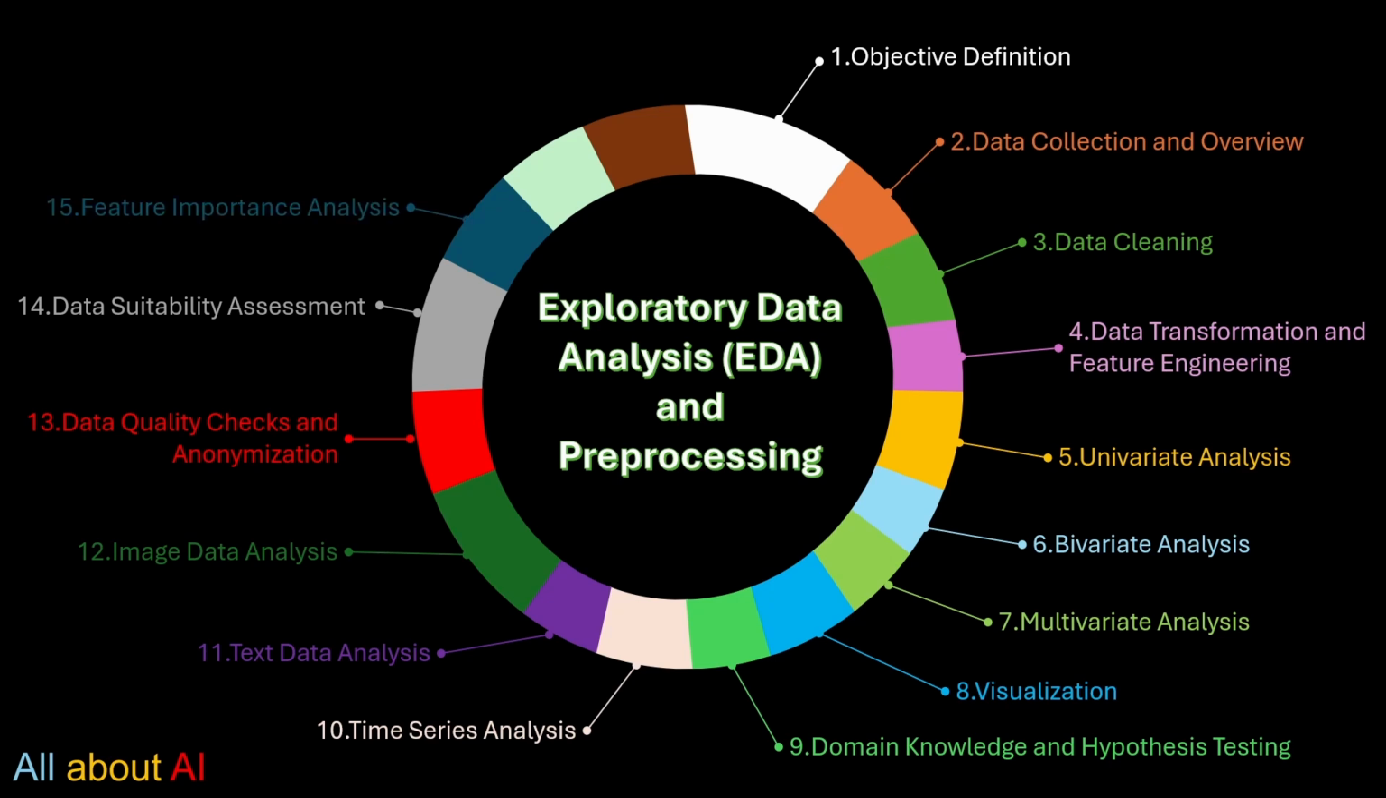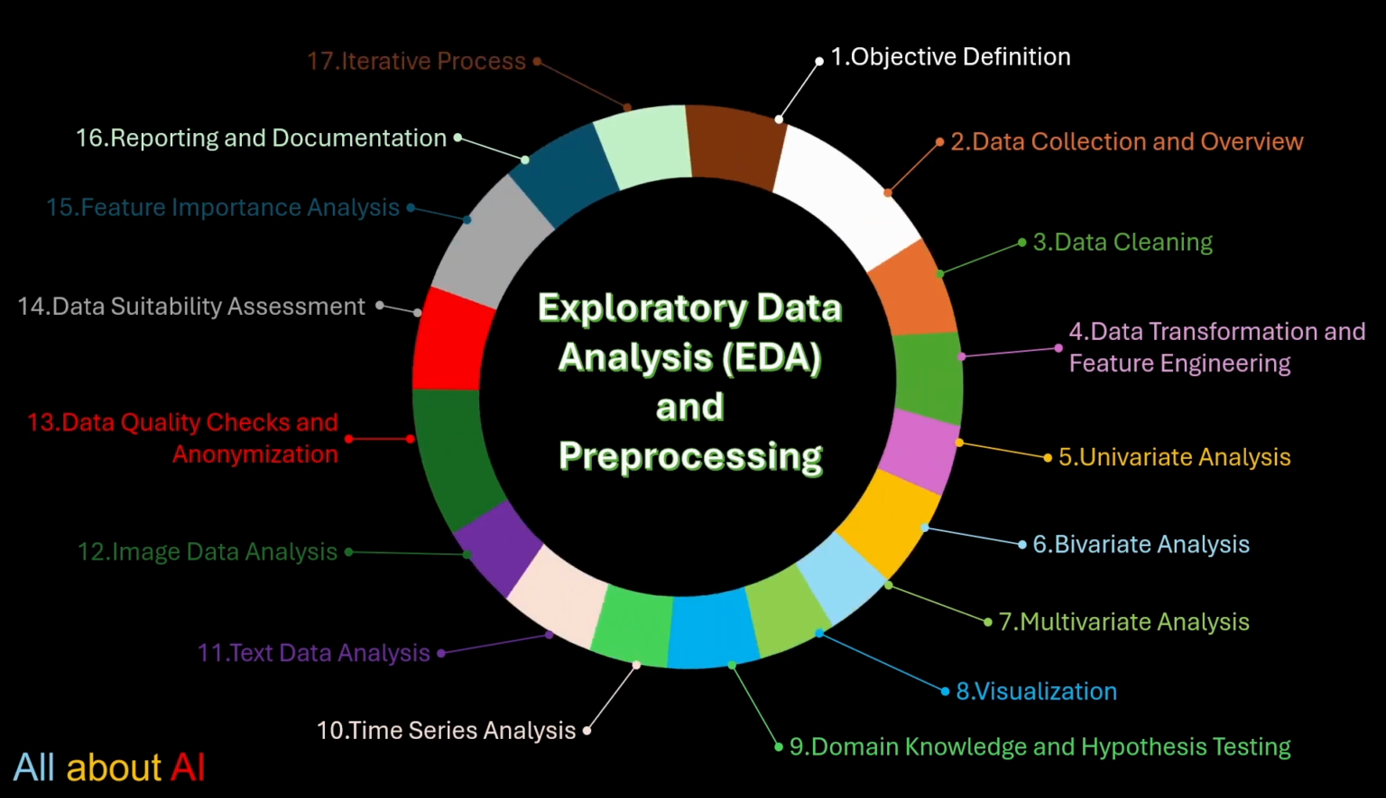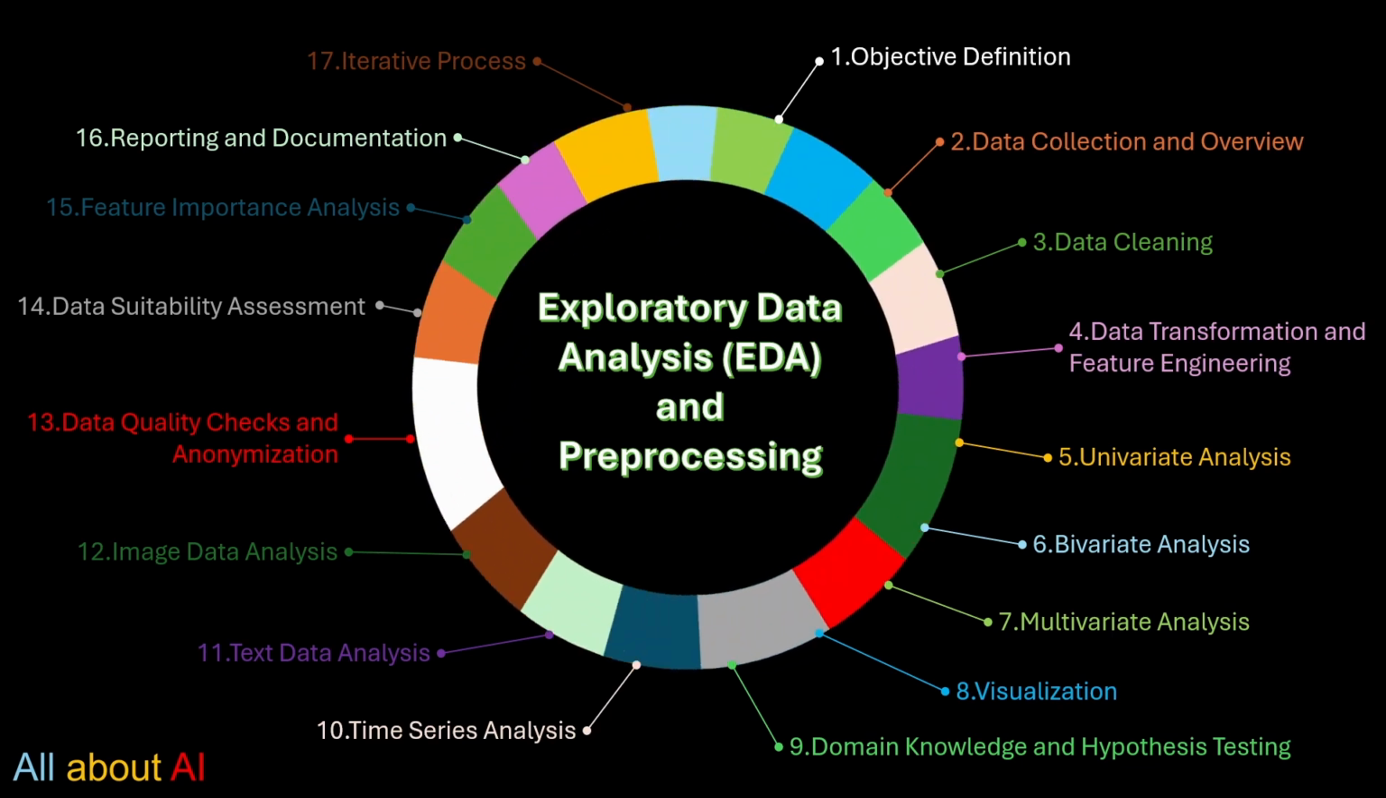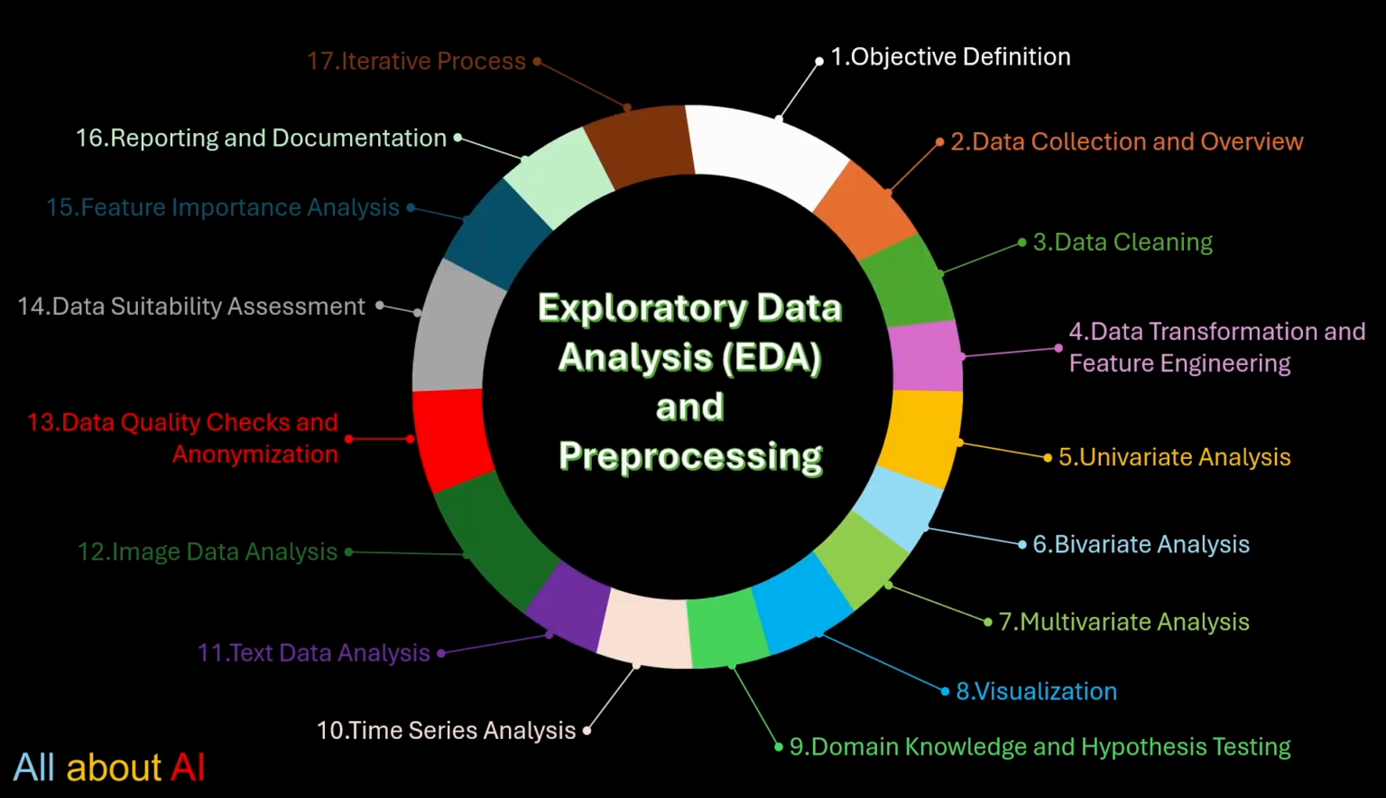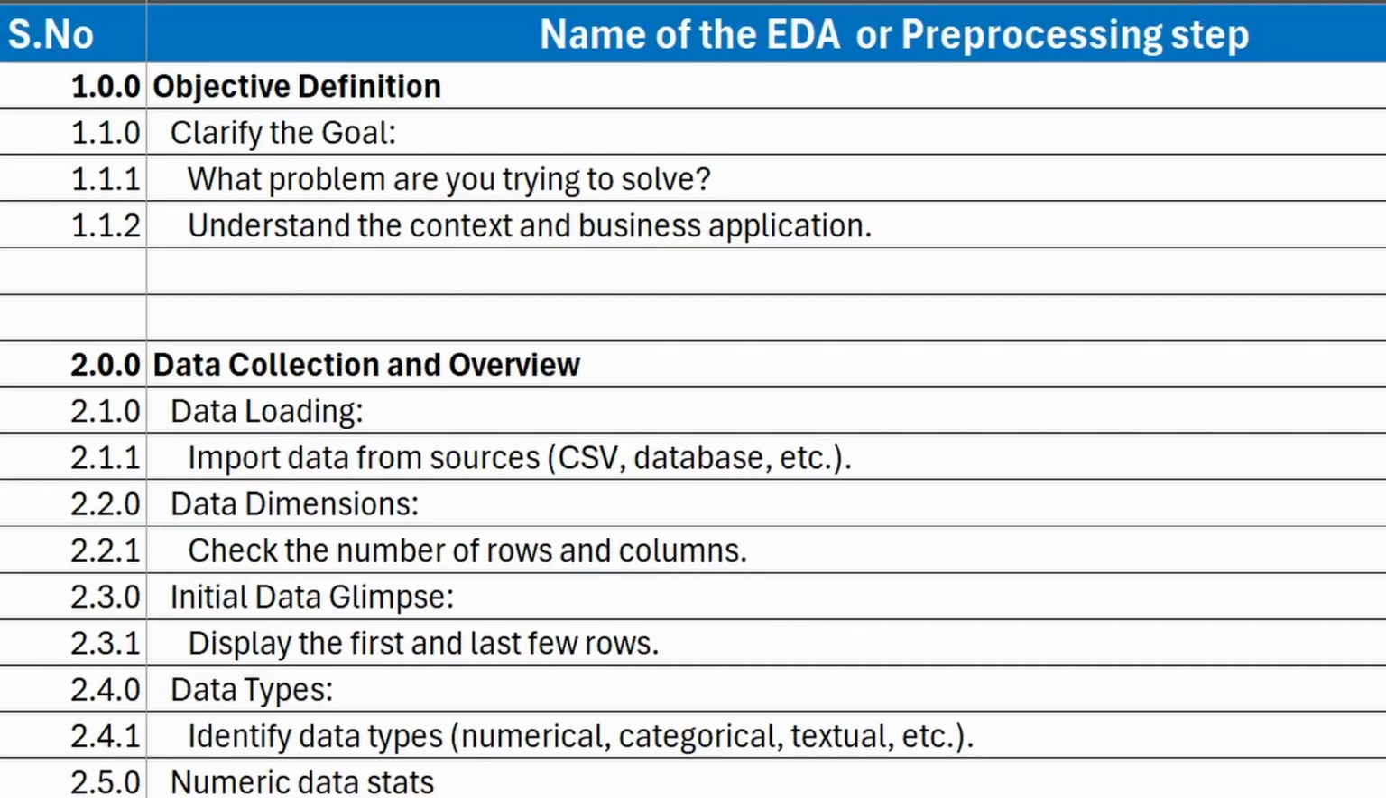Sometimes we have to do feature importance analysis to keep certain features and discard some of them. Also, it's very important for a machine learning, AI or deep learning project to document all this analysis and do reporting as necessary as per the organizational standards. But these steps are iterative. They have to be repeated after training the model as well.